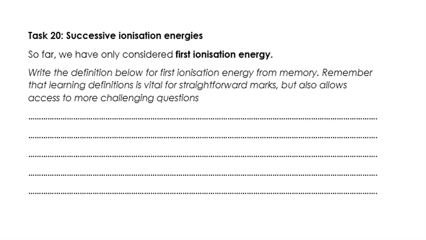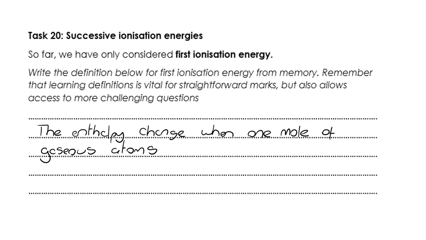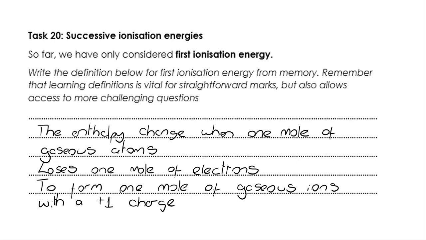First of all, do we now remember the definition for first ionization energy? The enthalpy change when 1 mole of gaseous atoms loses 1 mole of electrons to form 1 mole of gaseous ions with a +1 charge. There are some threads that you need to be familiar with going right through this. The 1 mole of atoms makes 1 mole of ions after losing 1 mole of electrons. Really important. But also the fact that the atoms are gaseous and the ions are gaseous is very, very important.